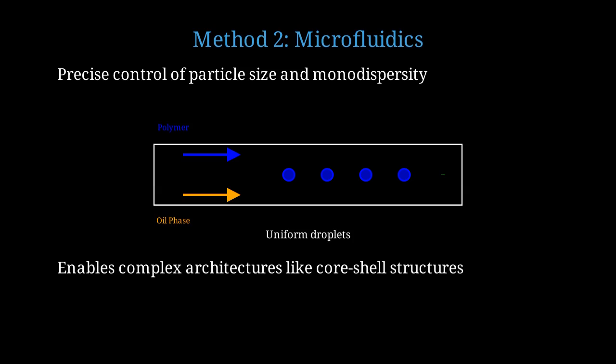Microfluidics also enables the fabrication of complex architectures. We can create core shell structures, multiple layers, or even Janus particles with two distinct hemispheres by using multi-phase flow designs. The third method is spray drying, which is particularly useful for large-scale production.